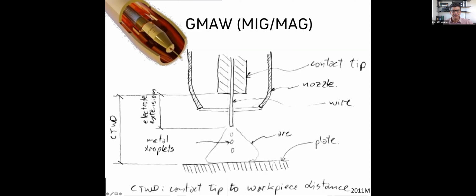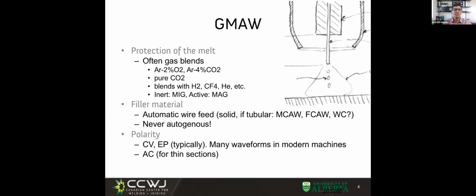But as long as we have an arc, arc length plus electrode extension equals the CTWD. Important to keep in mind because there's lots of mechanisms that relate to these subtleties we just discussed. And so in MIG, we protect the base metal using mostly gases that would not react with the metal. Argon, for example, would not react with the metal, and we use pure argon in aluminum.